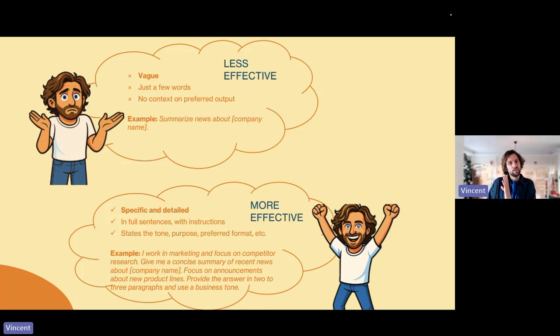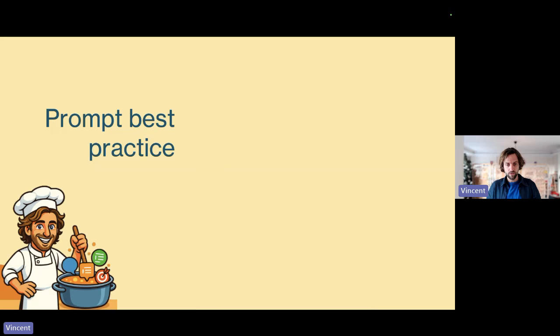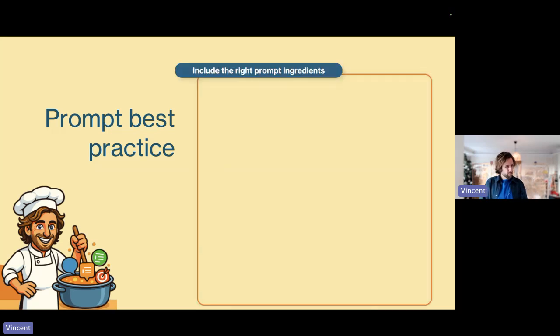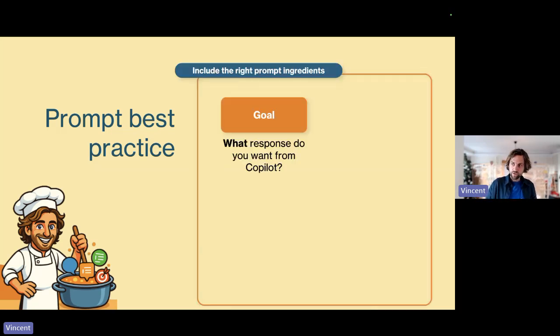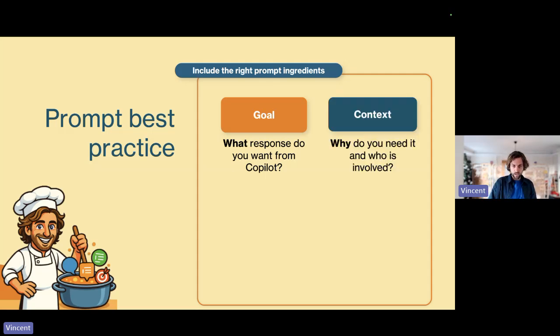It follows a certain framework that we got also in an agent, but I will talk about that a little bit later on. So the prompt best practice, there are a couple of good ingredients that you can use. So the first one is the goal. What response do you want from Copilot?